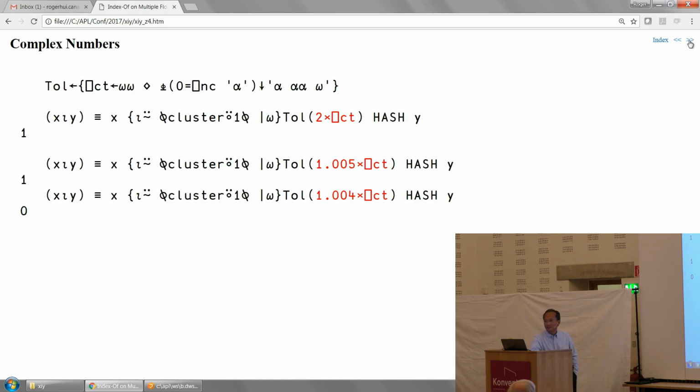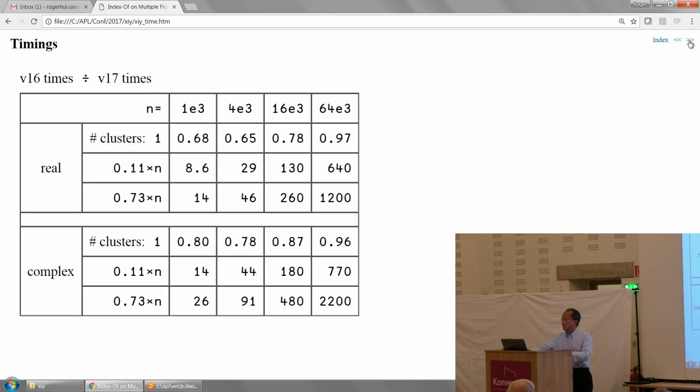Now, is twice the tolerance enough? Well, we don't yet have a proof, but we do have empirical evidence, because 1.005 times the tolerance is still enough, but 1.004 times the tolerance is not enough for this data. So the hash APL, yeah, Morten is shaking his head, because we have something for which we have a proof but fails the QA, right? And here we don't yet have a proof, but it works.